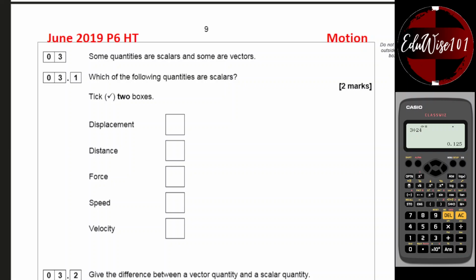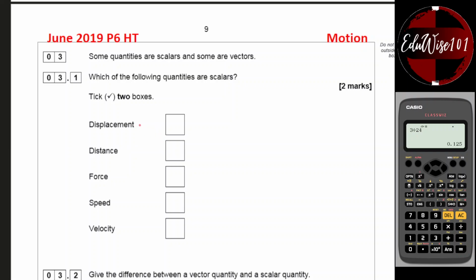Question number 3 from the June 2019 AQA higher tier physics combined science paper. This question is on the motions topic. Some quantities are scalars and some are vectors. Which of the following quantities are scalar quantities? So you have displacement, distance, force, speed, and velocity. Out of these, you need to tick two boxes.